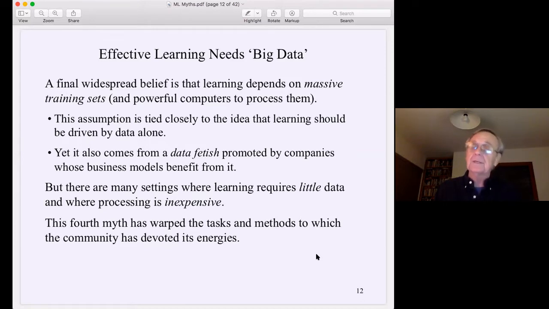Of course, if you've got a company that owns a lot of data, has collected a lot of data, and other companies don't, then it's in your best interest to champion big data solutions, because then other companies can't compete with you. It would not be wise for them to say, oh yeah, you know, you could do the same thing with one thousandth of the data. That wouldn't be a very smart move for them. But really, there are many settings where, first of all, you don't have big data. And second, you don't need big data. A little bit of data can go a long way, and the processing of those cases is really not that expensive. Again, this is just a myth.